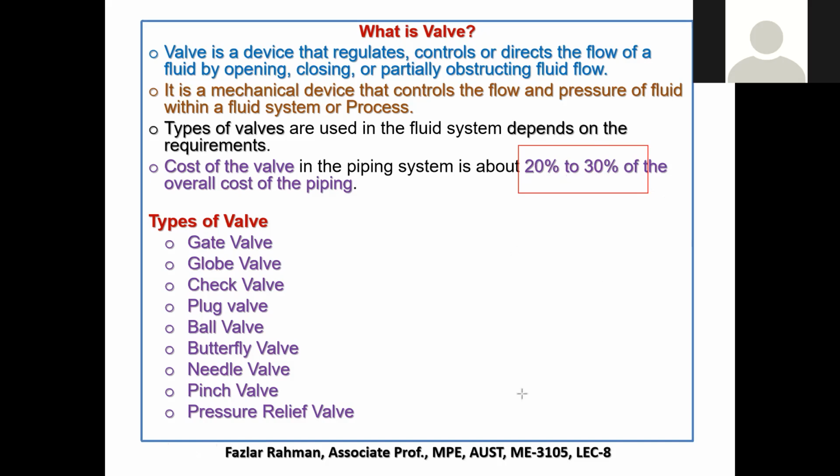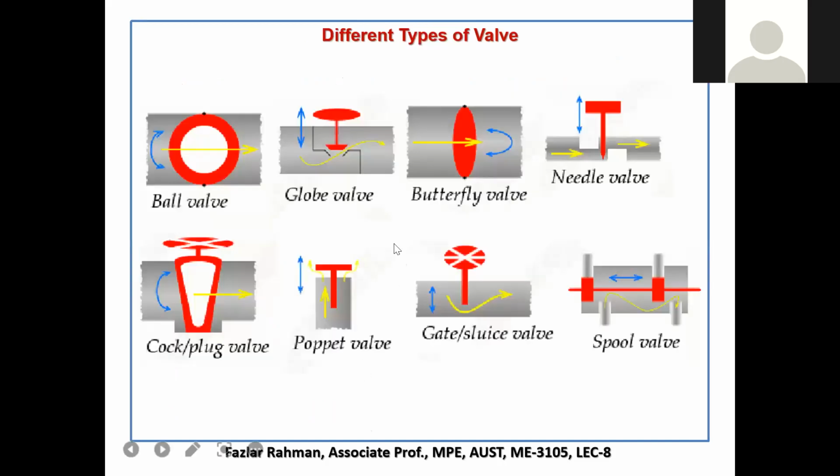And what are the types of valve? There are several types. I just put some common names. Number one is gate valve, then globe valve, check valve, glass valve, ball valve, butterfly valve, needle valve, pinch valve, then pressure relief valve. Okay. Now how do they look? So this one is called ball valve. And this one is globe valve.